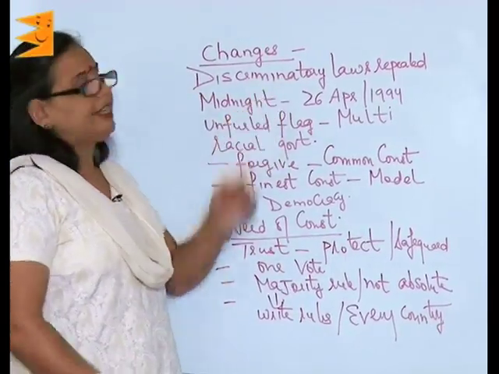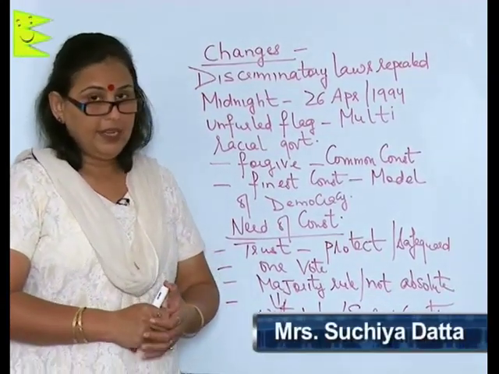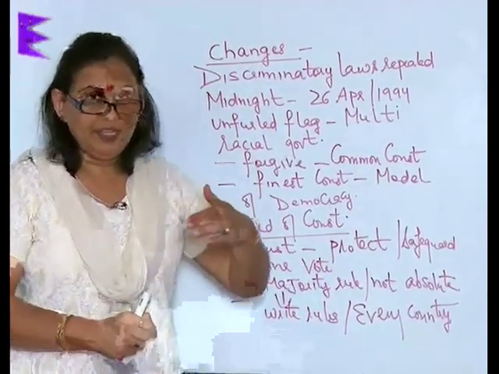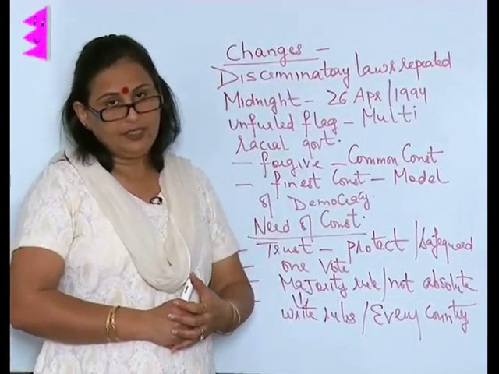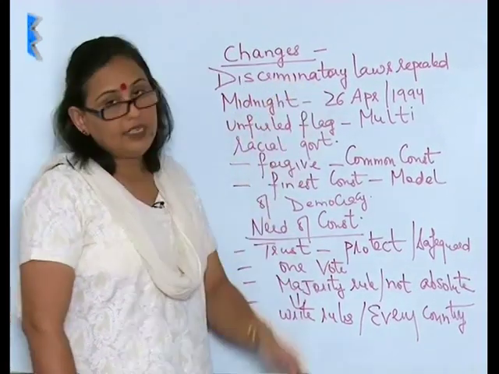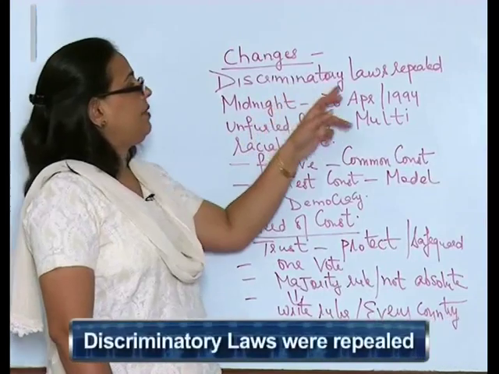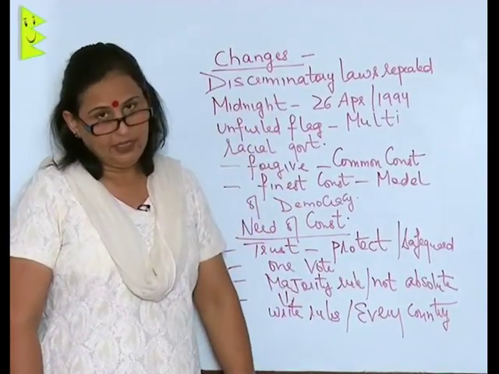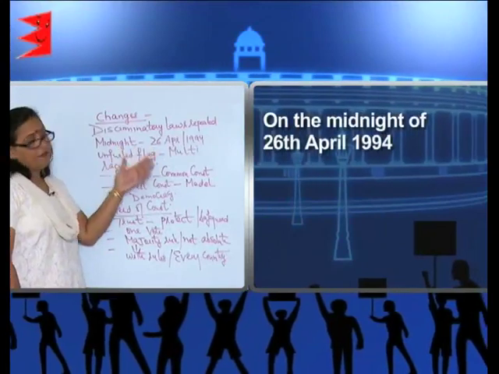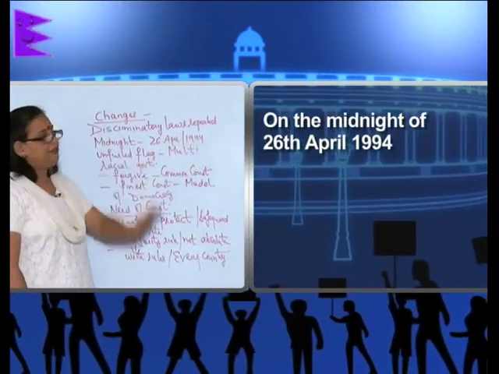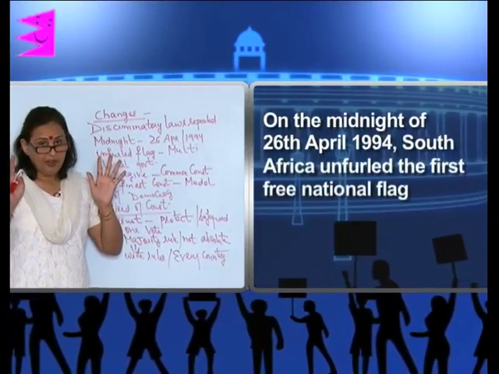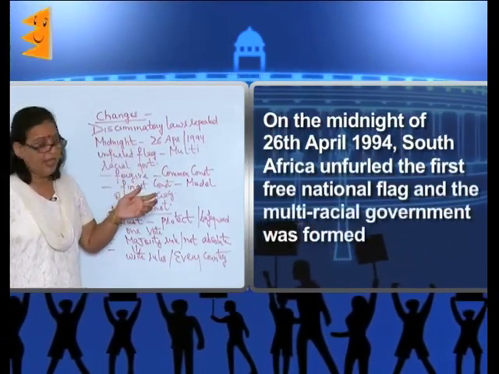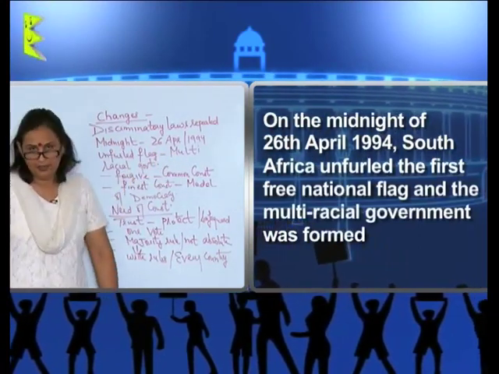Slowly, the white government in South Africa realized that it was not easy to suppress the popular demand of the people, wherein they were looking for equality and justice. Therefore, they had to make certain changes, like all the discriminatory laws were repealed and people were to get justice and equality. Well, on the midnight of 26th April 1994, South Africa unfurled the first free flag of South Africa. And the country became a multiracial government.